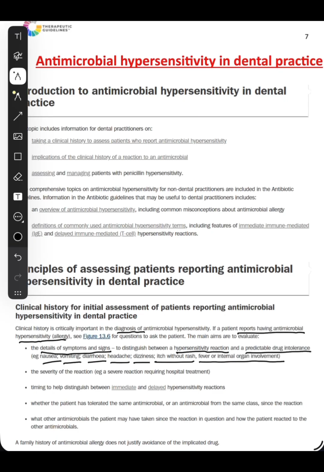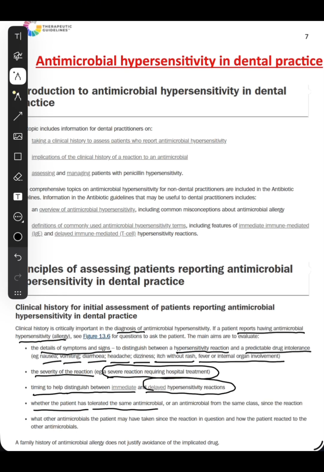We also need to evaluate the severity of the reaction. For example, a severe reaction requiring hospital treatment. Timing helps distinguish between immediate and delayed hypersensitivity reactions. We also need to evaluate whether the patient has tolerated the same antimicrobial or an antimicrobial from the same class since the reaction, and what other antimicrobials the patient may have taken since the reaction in question and how the patient reacted to them.